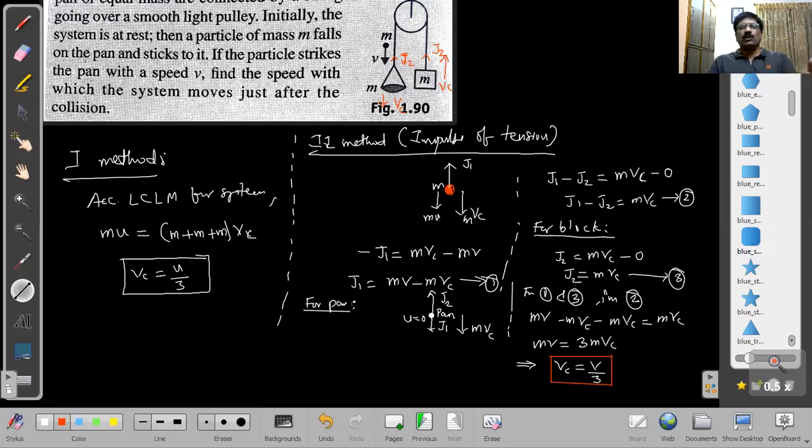Whatever method you approach, whenever your approach is correct, in any method you will get the same answer. So in the last problem also, we applied the impulse of tension. In this way we can have different approaches, and we know the different approaches based on different types of problems. Okay, if time permits, I will explain some more problems also.